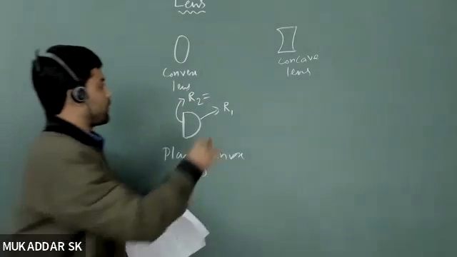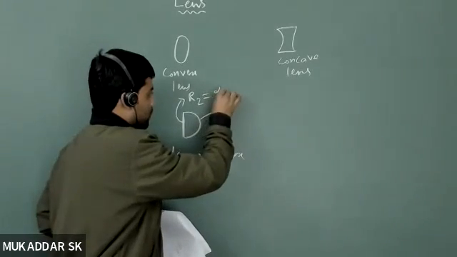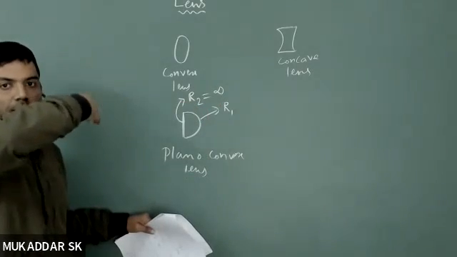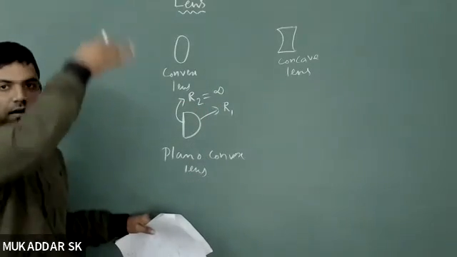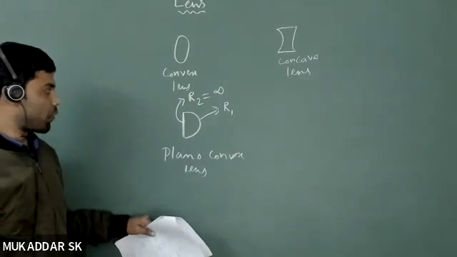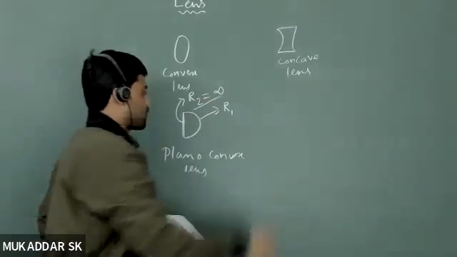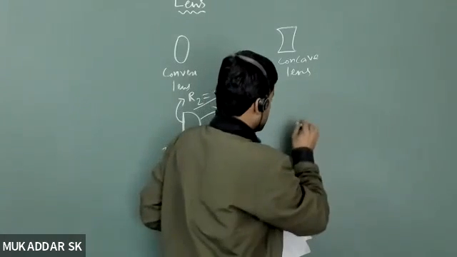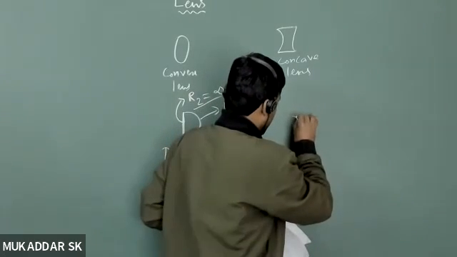So R2 will be basically infinity, because this is not like a sphere, right? It does not have any curved structure. It is like a plane. So for that you will have the radius of curvature, that will be how much? Infinity.